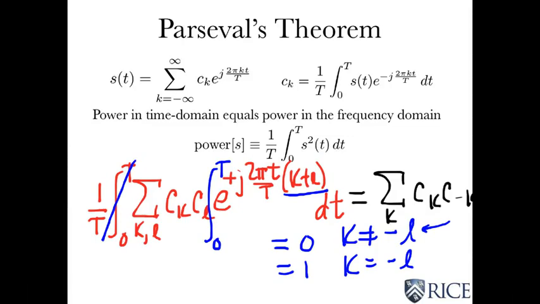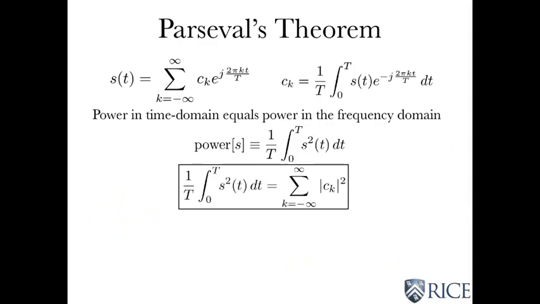Well, remember our properties? What is c of minus k? That's equal to c k conjugate. Conjugate symmetry here. So, c sub k times c sub k conjugate, that's the magnitude squared of c sub k. So that's Parseval's theorem, that the power of a signal can be calculated, expressed either in the time domain or in the frequency domain.